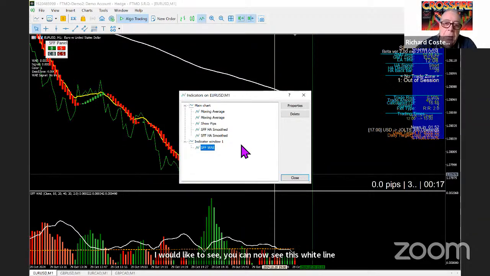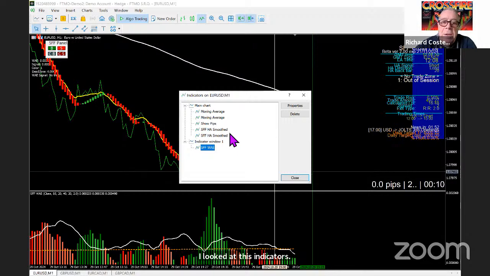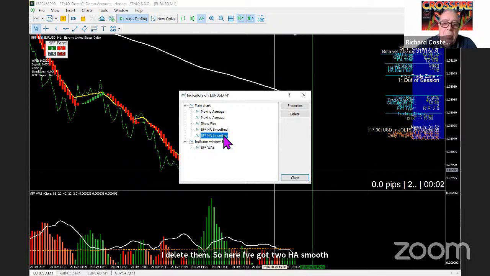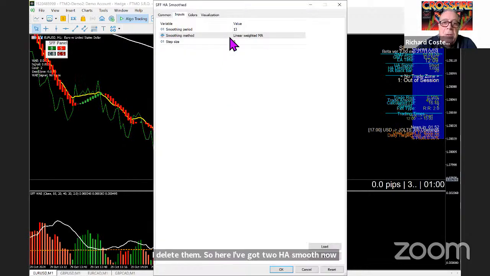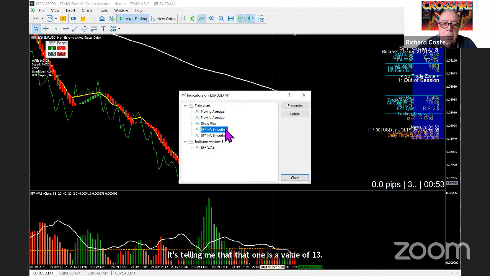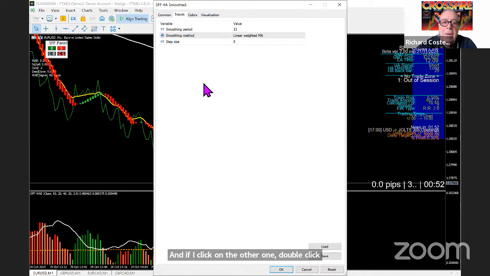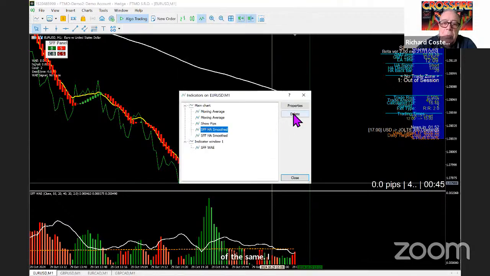The other thing that I do before I start any trading sessions, I look at this indicators list, and if I've got any duplications, I delete them. So here I've got two HA smooth. Now, if you watch what happens when I double click on that, it's telling me that one is the value of 13. And if I double click on the other one, that's also a 13. I don't need two of the same. I only need the one. So I'm going to delete one of those.